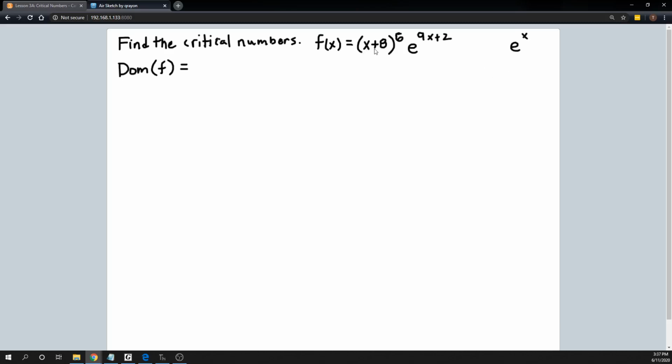Okay, so all the pieces of this function have domain all real numbers, and the way this was put together was with composition and multiplication. There's no division involved. That means that the domain of this function is also all real numbers. Okay.